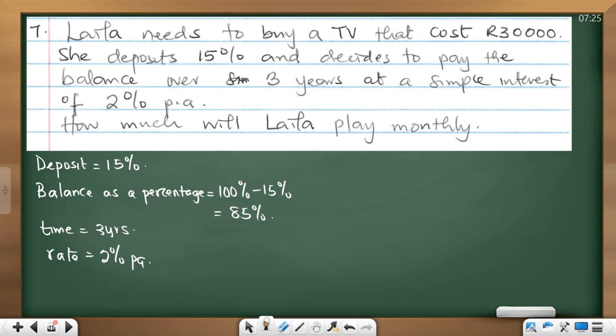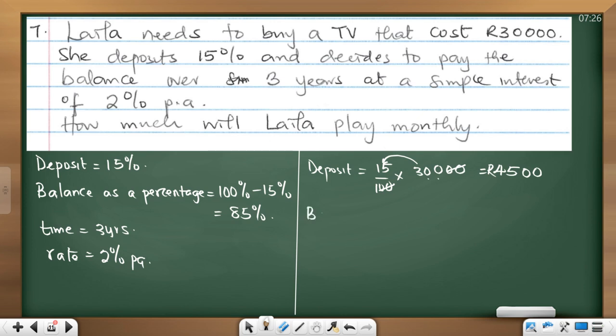Now, this requires a series of steps. The first step is to calculate the deposit, in terms of cash. How much? 15 over 100 times 30,000. I like to cancel out the zeros on top and below. Only on top and below. 15 times 3 would give me 45. And I have 2 zeros that I left behind. There we go. That's the deposit. What is the balance? The total amount, 30,000 minus 4,500. Make sure you arrange it nicely.